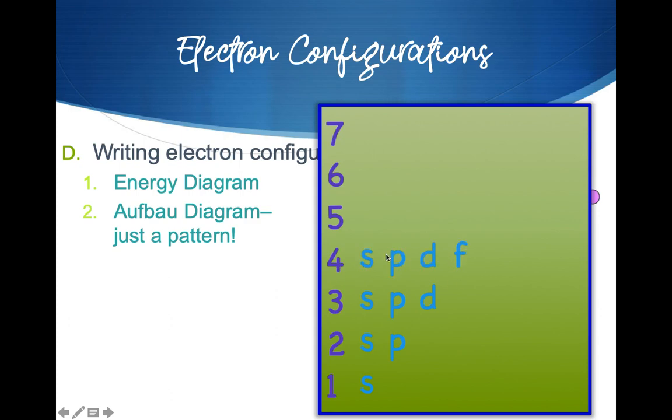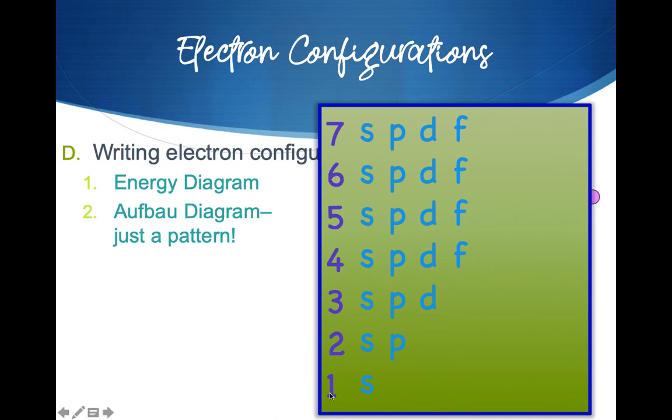But remember, that's the maximum number of sublevels. So 5 is also S, P, D, and F. 6 is S, P, D, and F. 7, S, P, D, and F. Okay, get caught up on that so far. Pause the video if you need to. But then here's the thing.